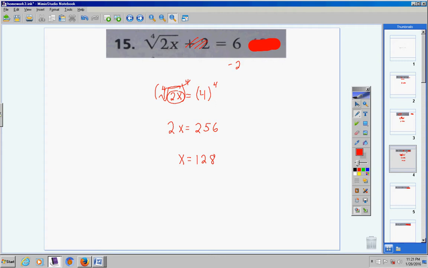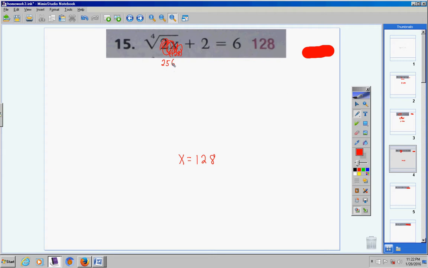Okay? Now, that is the right answer, okay? But remember, on a test or a quiz, always check it. Always. So right here for x, I'm going to put 128, okay? So under the radical here I have 2 times 128. Well, 2 times 128 is 256, okay?